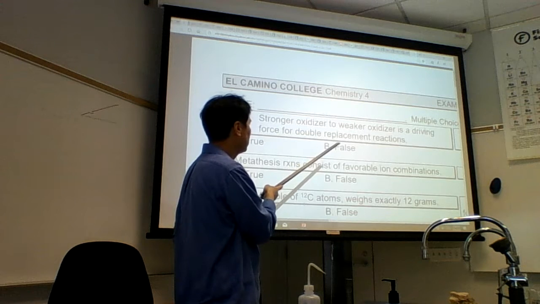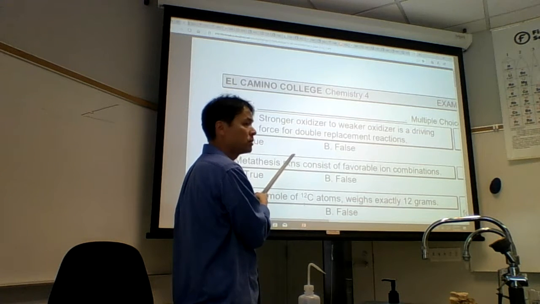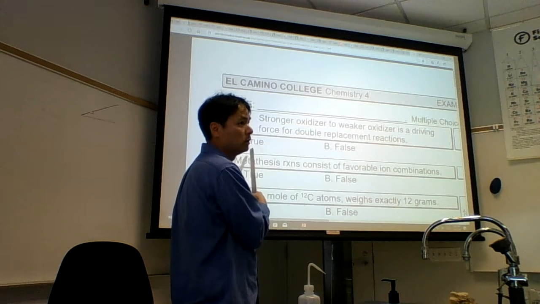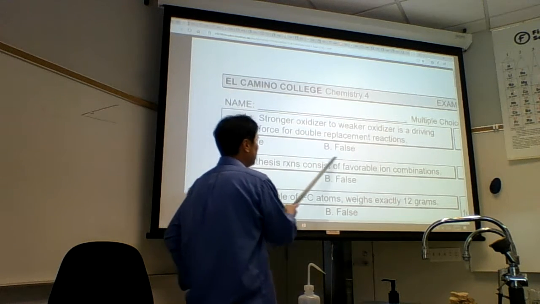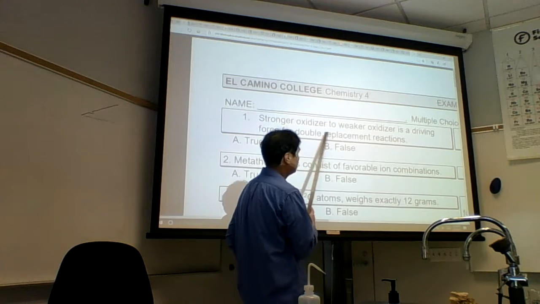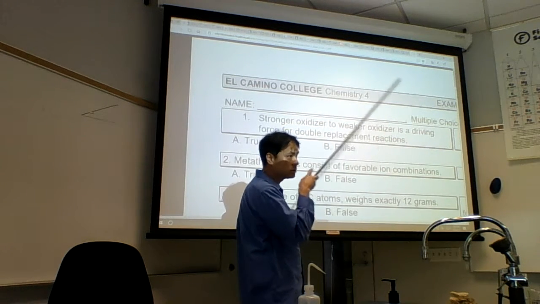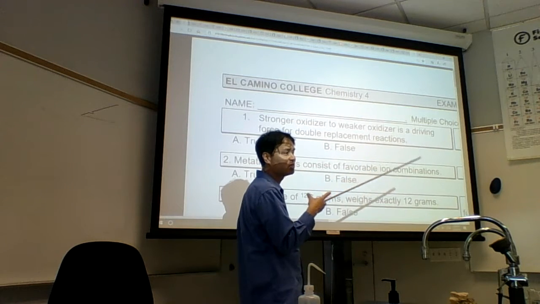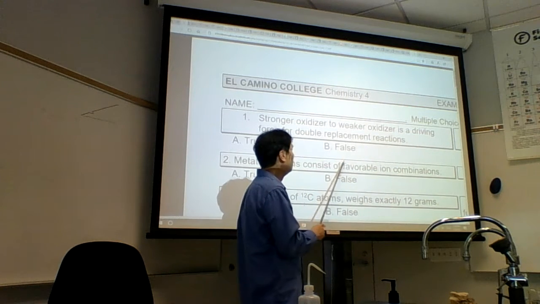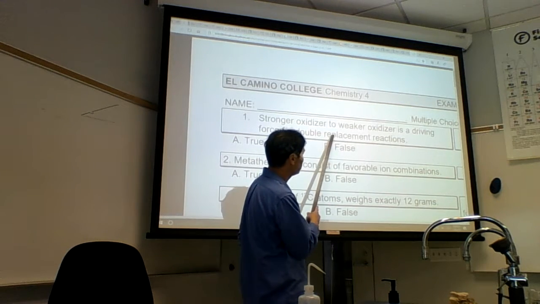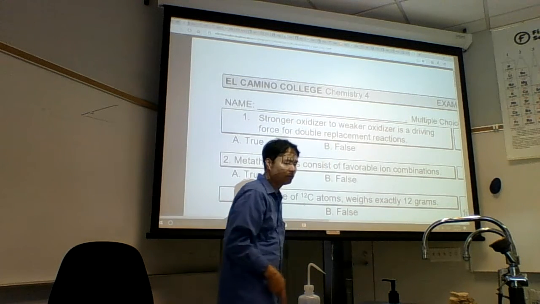Stronger oxidizers and weaker oxidizers are driving force for double replacement reactions. True or false? Actually, this one is false, because in double replacement there are no oxidizers, no reducers. The ions don't change. The oxidation state doesn't change. So since that happens, we don't have any electron transfer, and therefore for double replacement, we look for something else.